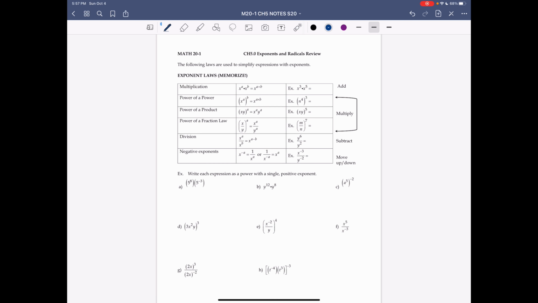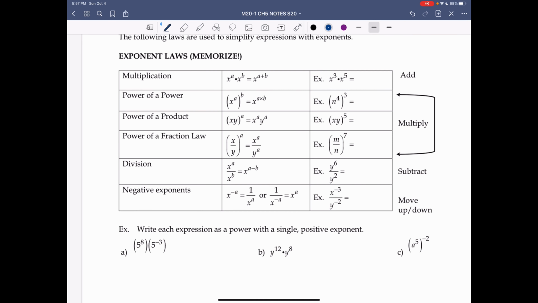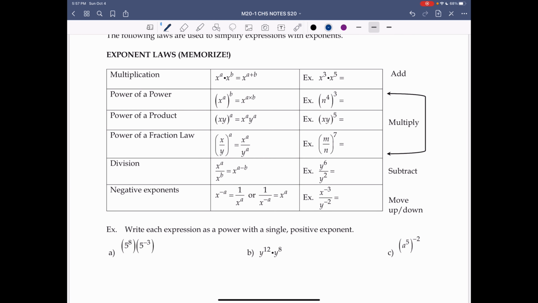This is a review of exponents and radicals from Math 10C. The exponent laws, something you need to know in Math 20-1. We have the multiplication exponent law, or the product rule, which tells us that when we are multiplying the same base, x and x in this case, we add the exponents. For example, x to the power of 3 times x to the power of 5 equals x to the power of 3 plus 5, which is x to the power of 8.